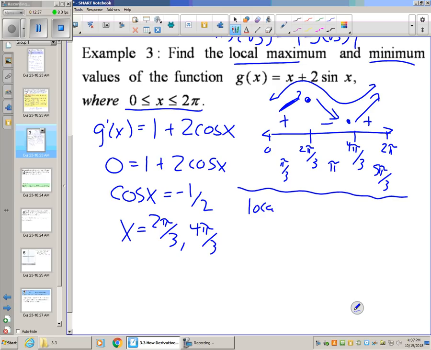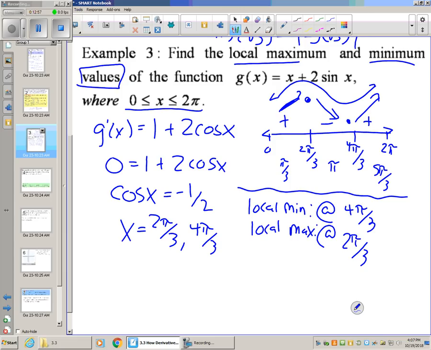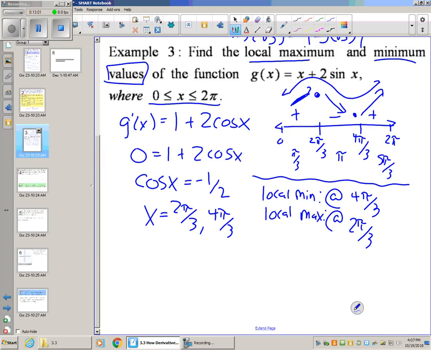We have a local minimum at 4 pi over 3 and a local maximum at 2 pi over 3. If I wanted to obtain the actual values that it's asking for in this problem, you would plug those back into your original function.